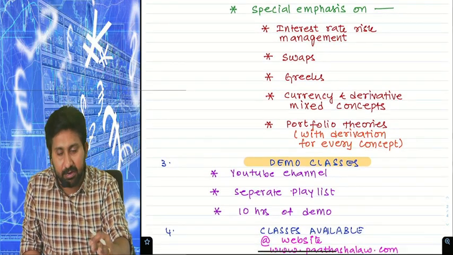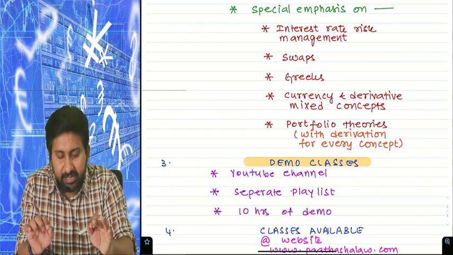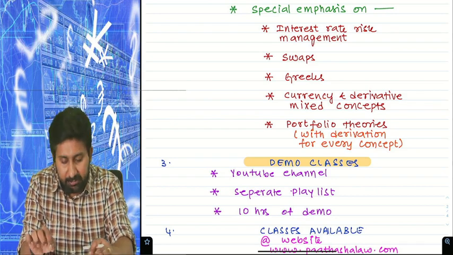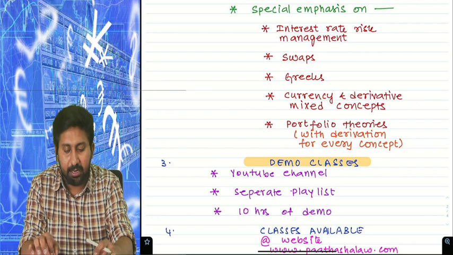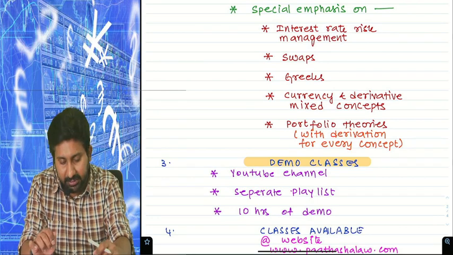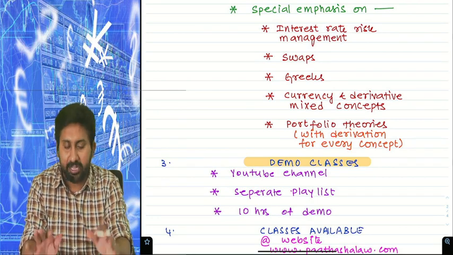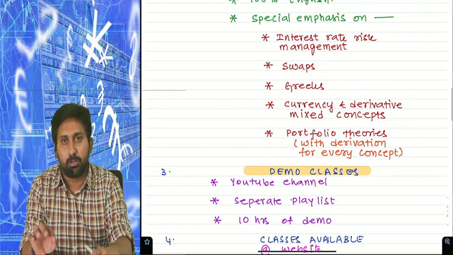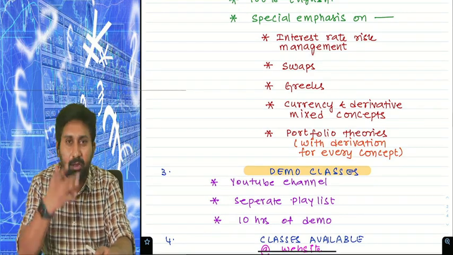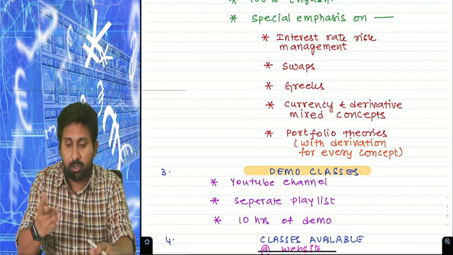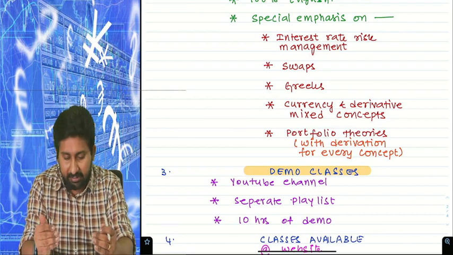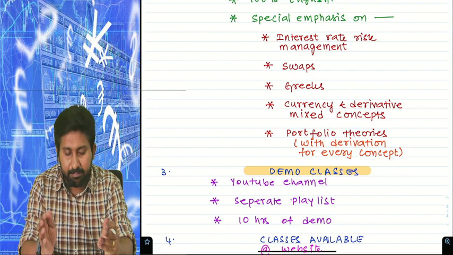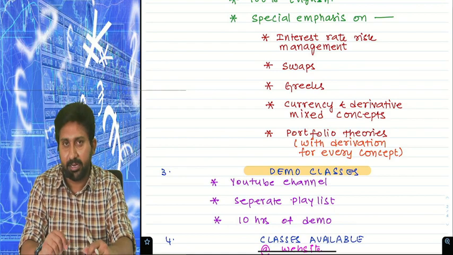Special emphasis will be given on interest rate risk management, swaps, Greeks, currency and derivative hybrid concepts, and portfolio theories, with the derivation for every concept. The main emphasis will be on interest rate risk management, because students are facing a lot of difficulty there, so I will be concentrating much on that. Swaps, Greeks, currency and derivative mixed concepts, and portfolio theories.